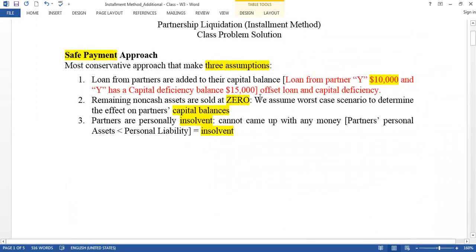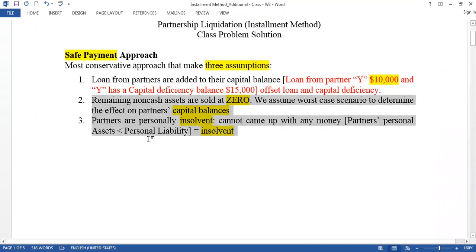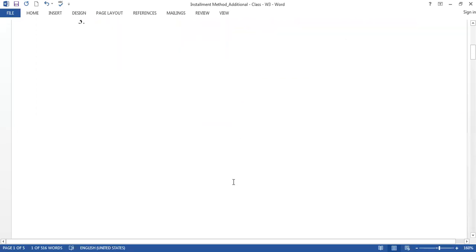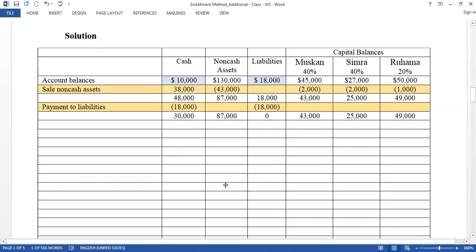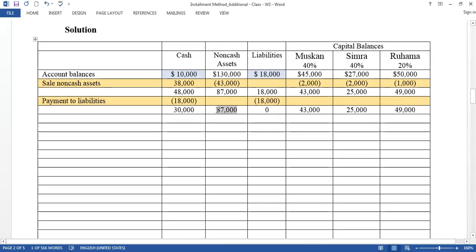So here, in this question, we don't have this part, right? In this question, we don't have any offset loan. But we have this requirement: the remaining non-cash assets are sold. This is the assumption. The remaining non-cash assets are assumed to be sold for $0. Okay, so which one is the remaining non-cash asset? This is the remaining non-cash asset, right? $87,000 is the remaining non-cash asset. We assume that we are going to sell it for $0.